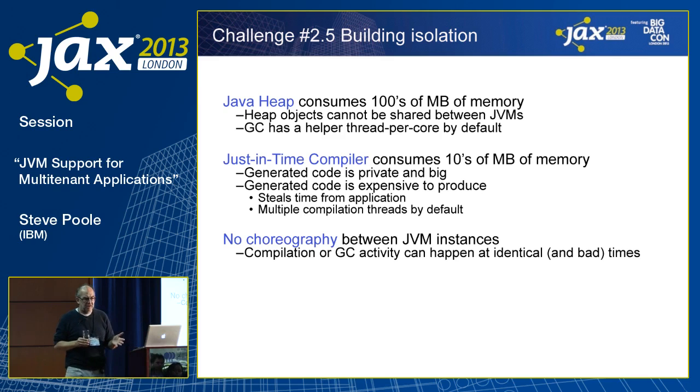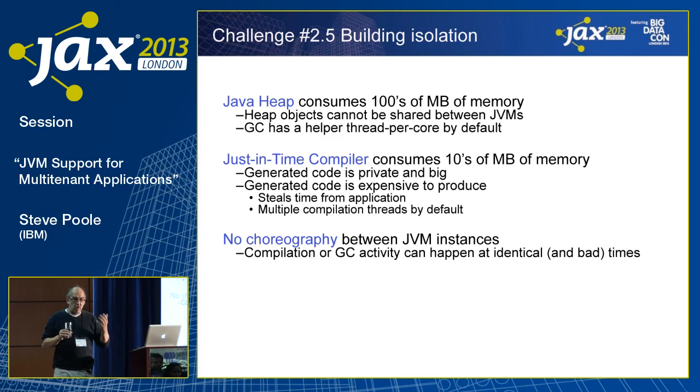We've got GC, where the default is one GC thread per core. How do I manage that when I've got multiple tenants, or multiple VMs? We're trying to figure out how to bring those things together. We've got the JIT, which does all sorts of stuff. Can I share the JIT code? It's big and complicated. Is it practical to share that? We'd like to, but it's an interesting challenge.